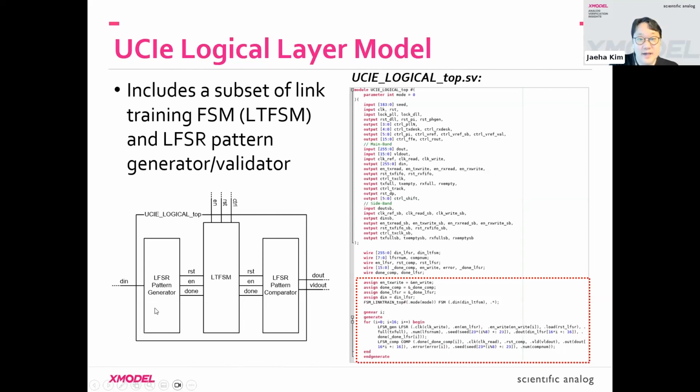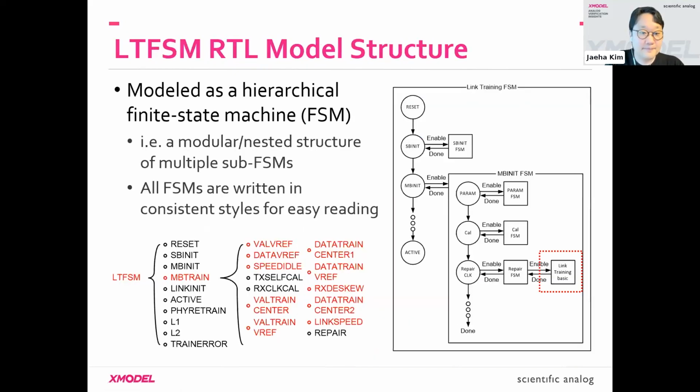Basically, this logical layer has the functionality of our PRBS gen and measure BR primitives, because it has to perform its own PRBS test. So the top level model of the logical layer will contain these three blocks. Since LFSR pattern generation and comparison is relatively simple, we'll focus mostly on the LTFSM part.